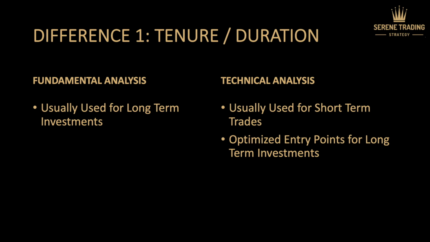Now let's get into the exact differences. The first thing is the duration, which is basically nothing but the tenure of the trade or the investment that you're trying to make. Technical analysis is mostly used for shorter term trades. And the reason for that is very simple. Technicians want to look at uptrends and downtrends, and they want to look at stocks breaking resistances and breaking support levels, or holding support levels or holding resistance levels. So these are things which will continue in the short term.